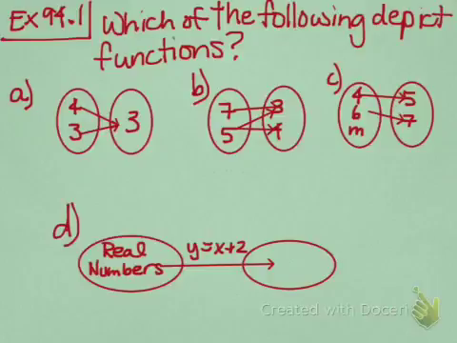We have an input of 4, it gives us 3. And then we have an input of 3, and it also gives us 3. So yes, that is a function, because for every input we get 1 and only 1 output. Even though the output is the same, it doesn't matter.